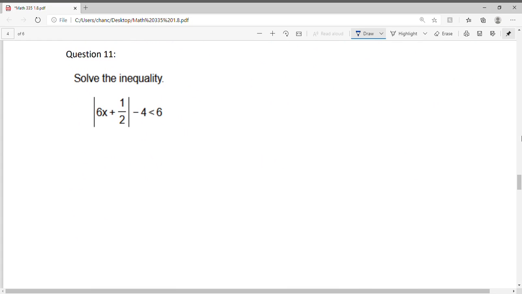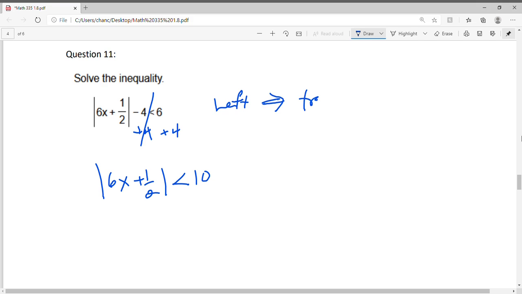For question 11, again, let's isolate the absolute value. Let's add 4 to both sides. 6x plus 1/2 is less than 10. Again, it faces left, so this is a trap again. So let's trap it between two numbers. What do you think the two numbers are? It's got to be 10 on the right. On the left, it's negative 10.